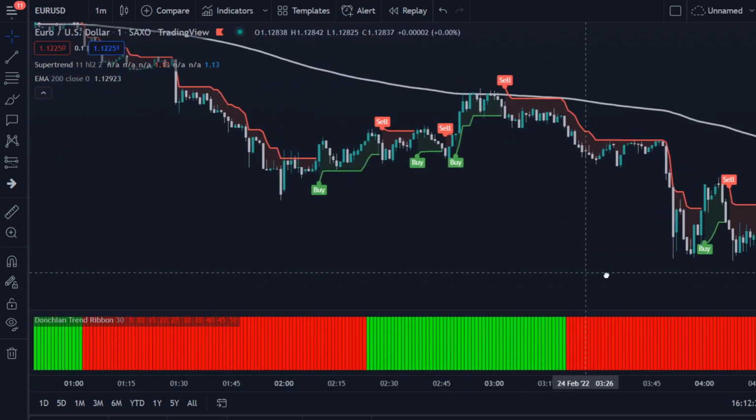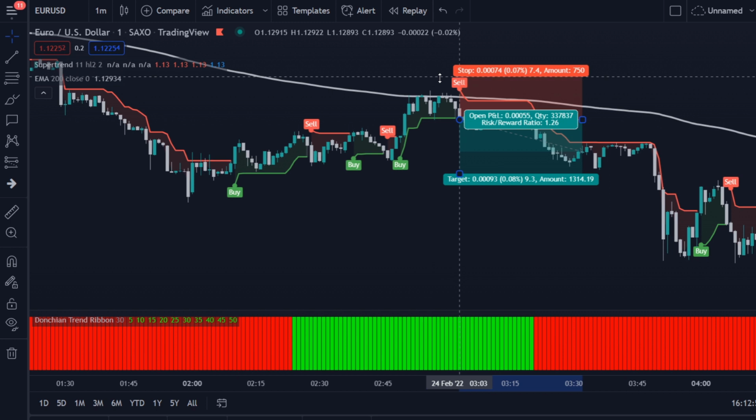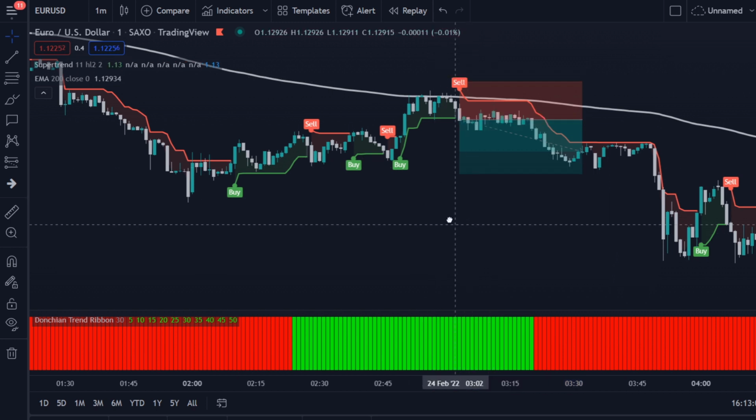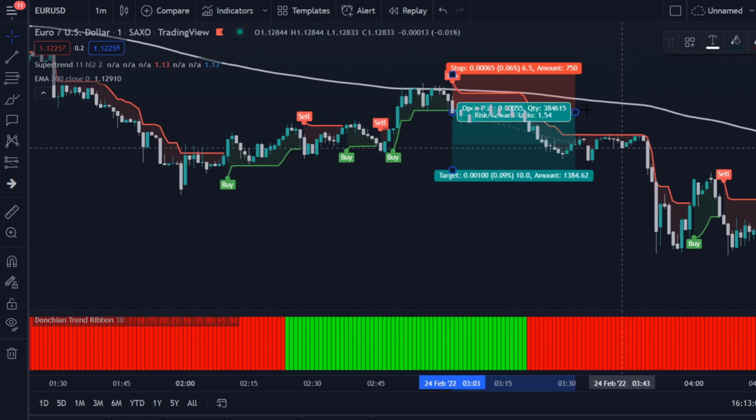So we move on, and let me show you another opportunity. Over here we see that the price is below the 200 exponential moving average. Then we drop down and we see that the bars are green of the donchian trend ribbon. And then the last confirmation is the sell signal over here of the super trend. We grab the short position tool, we place our stop loss above the latest high, and then we're looking for a 1.5 to 1 risk reward ratio trade, which is about here. And this was, as you can see, a nice winning trade.